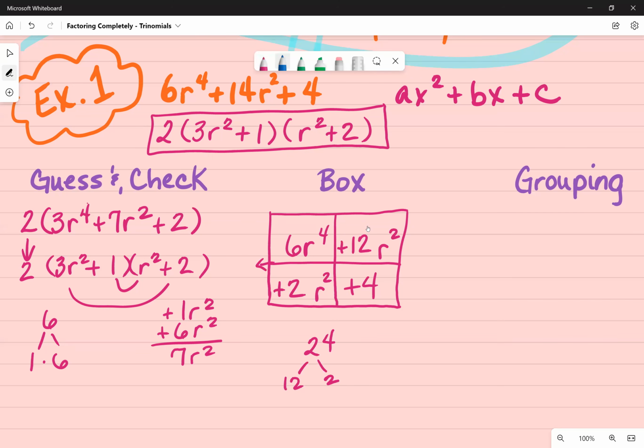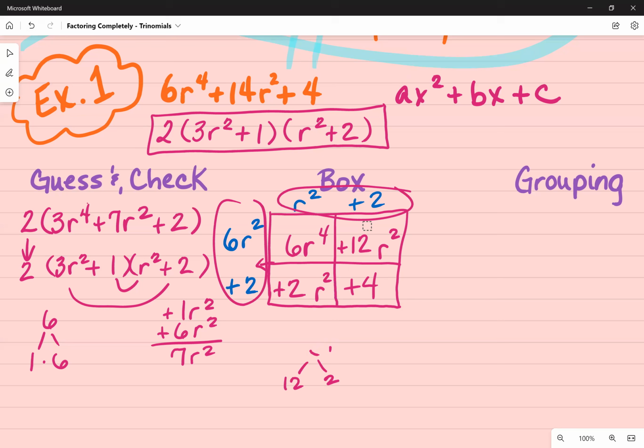And what I came up with is the greatest common factor between, on the first row, 6r to the 4th and 12r squared would be 6r squared. 6r squared times what will give me 6r to the 4th? R squared. 6r squared times what will give me positive 12r squared? Plus 2. And then there's multiple ways to do this. 2 times what will give me 4 if I wanted to just go with my numbers instead of working with the variables. And then I would see, well, oh, that's positive 2. So now what I see is on the outside, I have factors.